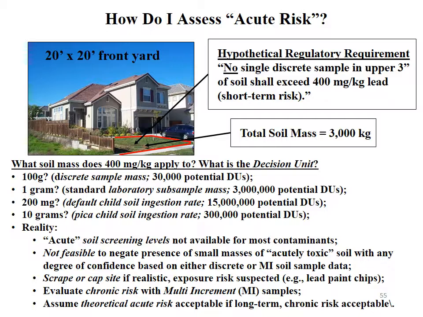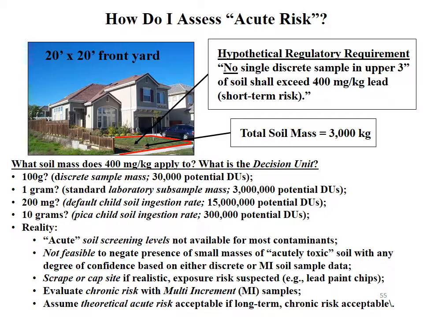So the first question from a field standpoint is, I'm asking the risk assessor, my other half of my personality, what soil mass does this 400 milligrams per kilogram apply to? Or in sampling theory, what is my decision unit? A discrete soil sample is typically 100 grams. That's about a handful of random dirt thrown into 4-ounce jars. In this case, the front yard is 3,000 kilograms.